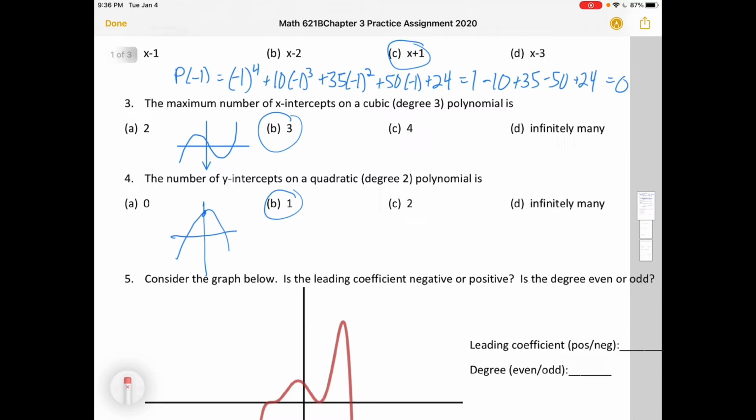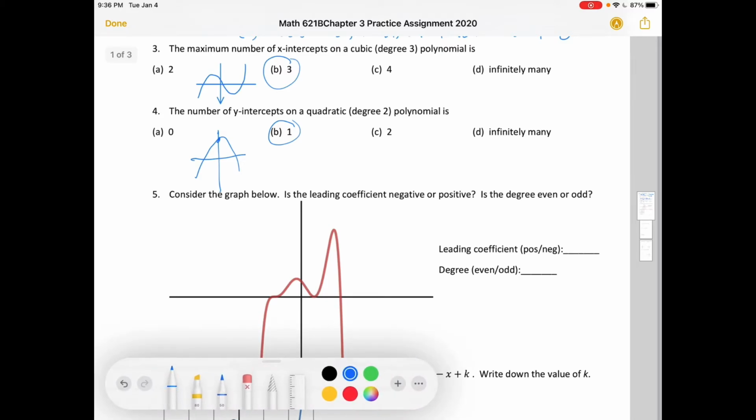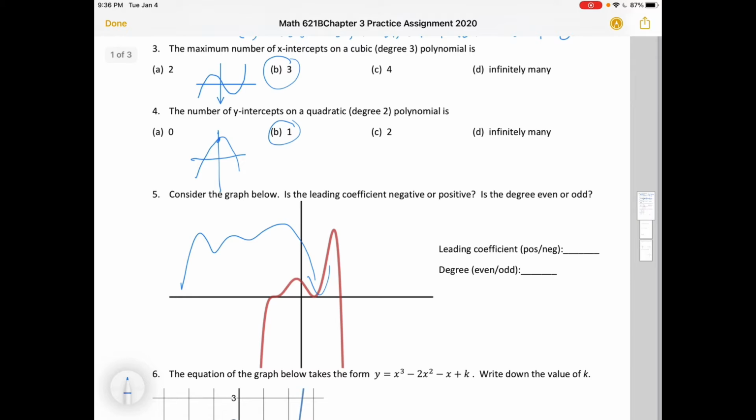All right, consider the graph below. Is the leading coefficient positive or negative? Is the degree even or odd? So we could do our dance, but the basic look of this graph is doing this kind of thing, down to down. Okay. So that would be a negative even degree polynomial.